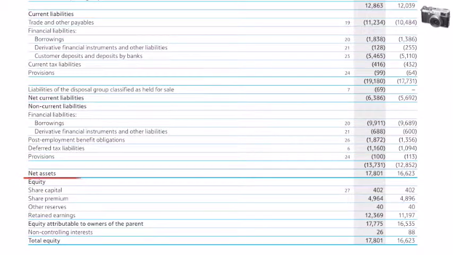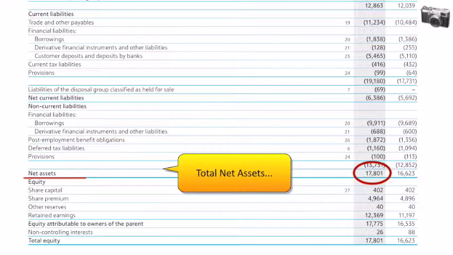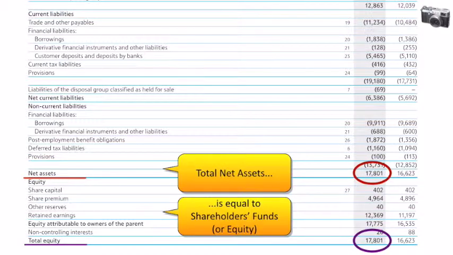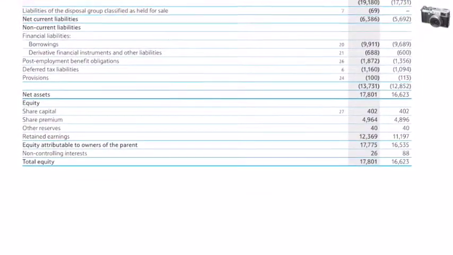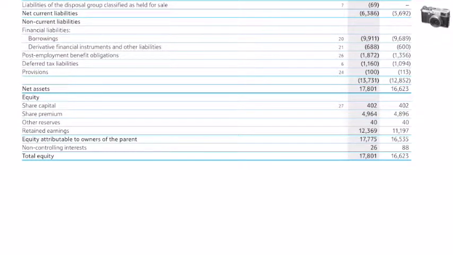The net assets of 18 billion is the same as the shareholders' funds. The shareholders' funds is also known as capital and reserves, or total equity. This represents the total amount the company owes back to the shareholders should it choose to cease trading. It is not actually a liability, as it does not have to pay it back to the shareholders, but is accounted for as a liability.